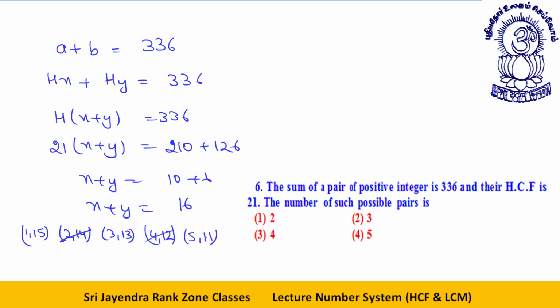5 and 11 is also correct. 6 and 10 are not co-prime. Why? Because they have 2 in common. Then 7 and 9, this is the last pair. After that, whatever will come will be repeated. Why? Because 8 and 8 are absolutely not co-prime.